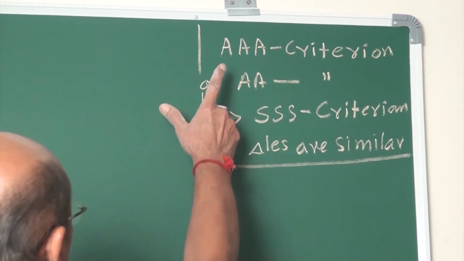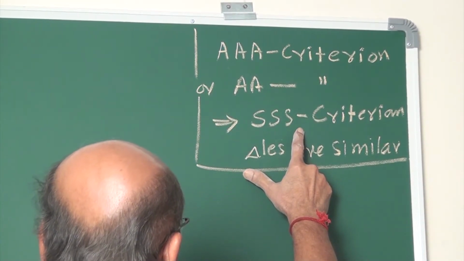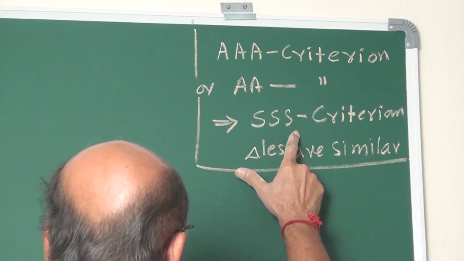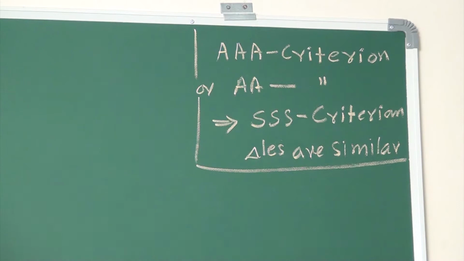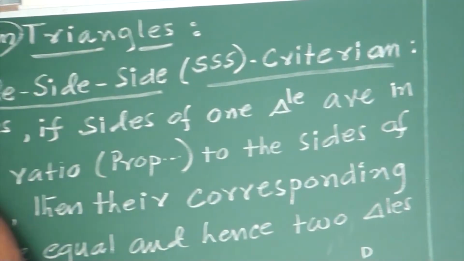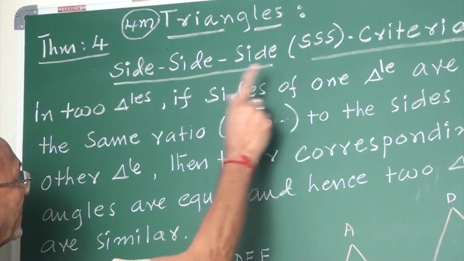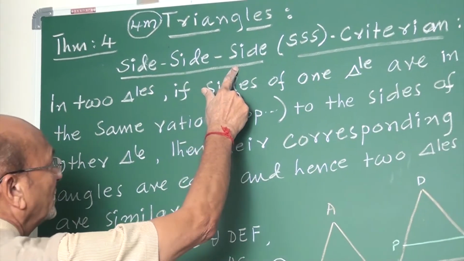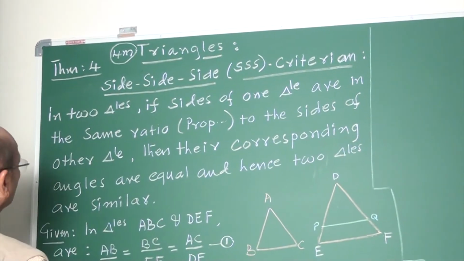Yes, my friends. Triple A implies triple S. Double A implies triple S. In both the cases, the triangles are similar. Next, my friends, another theorem. What is another theorem? It is side criterion. Side means triple S criterion. Now, what is the statement of this?